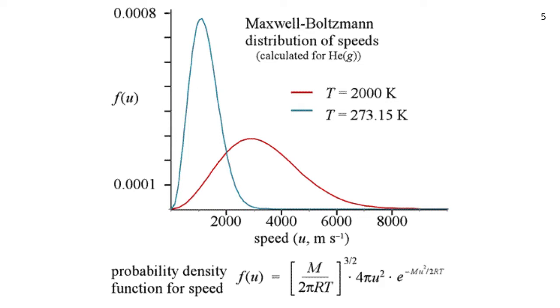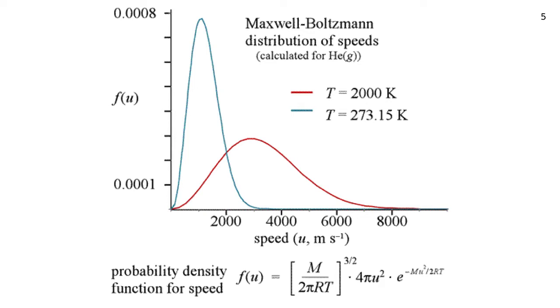2,000 Kelvin is this red curve. If you have a hot gas at 2,000 Kelvin, that's pretty hot, hotter than a bakery, hotter than a foundry. It has a peak over here, and it's got a wider spread. It's not as sharp. Now the blue curve over here is 273 Kelvin, which is 0 degrees Celsius, measured from absolute zero.